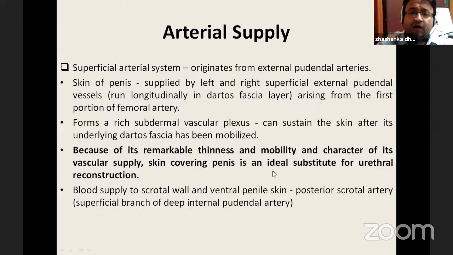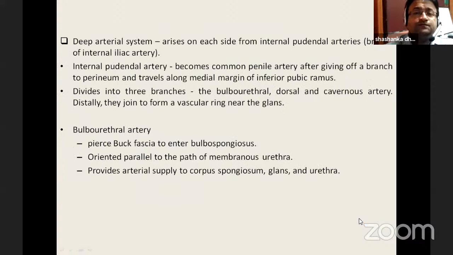Because of its remarkable thinness and mobility and character of its vascular supply, the skin covering the penis is an ideal substitute for urethral reconstruction. Blood supply to the scrotal wall and ventral penile skin is from the posterior scrotal artery. A deep arterial system arises on each side from the internal pudendal artery, which is a branch of the internal iliac artery. The internal pudendal artery becomes the common penile artery after giving off a branch to the perineum.